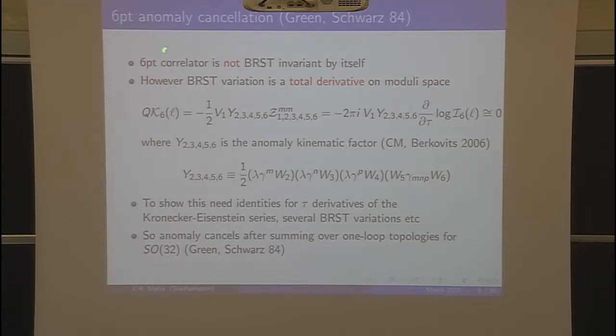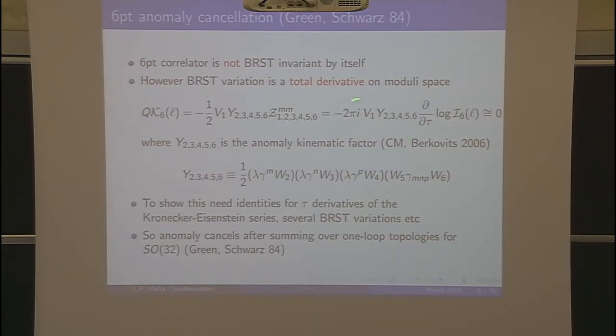So the 6-point correlator is not BRST invariant by itself. If you compute the BRST variation of that correlator that was in the previous slide, and you need to use the BRST variations of the superfields and all that, you get this answer here where you get a trace over this function there. And it turns out that once you plug the values of the function there, you take the trace, and you use several identities, you can show that this expression here is a total derivative in terms of the moduli parameter. So you get some anomaly kinematic factor that was known from before.